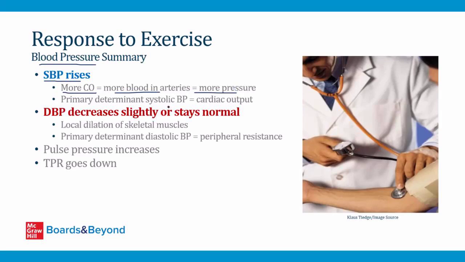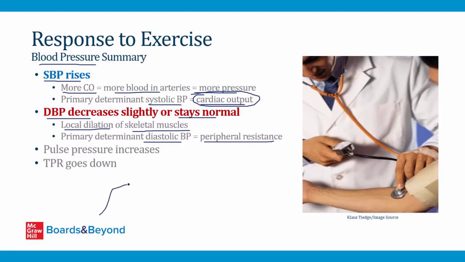And remember what I said before, the primary determinant of your systolic blood pressure is your cardiac output. So when this goes up with exercise, the systolic blood pressure usually rises. In contrast, the diastolic blood pressure decreases slightly or stays normal. The reason for this is that process I described earlier. There's local vasodilation of blood vessels in skeletal muscles, and this lowers the TPR. And the primary determinant of your diastolic blood pressure is the degree of peripheral resistance.